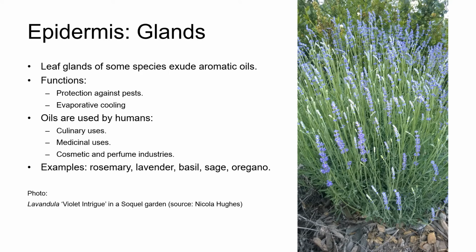Other plants have glands that exude aromatic oils, and many of these plants are commercialized by humans for culinary uses, and well-known examples include rosemary, basil, thyme, and oregano. Other plants that exude aromatic oils, such as lavender, are used in the perfume and cosmetic industries and may also have medicinal uses.